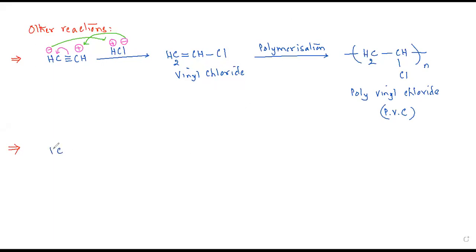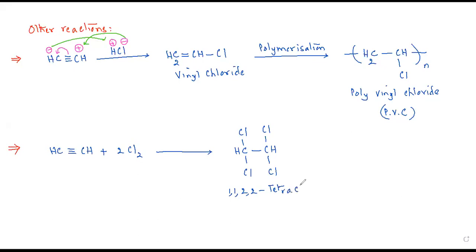See, acetylene reacts with chlorine. In this case, we get 1,1,2,2-tetrachloroethane. Famously known as Westron.